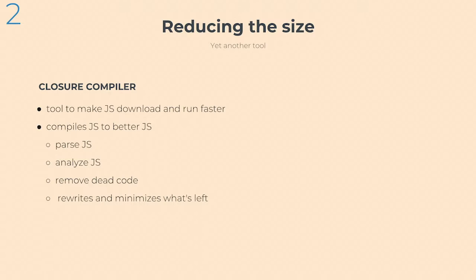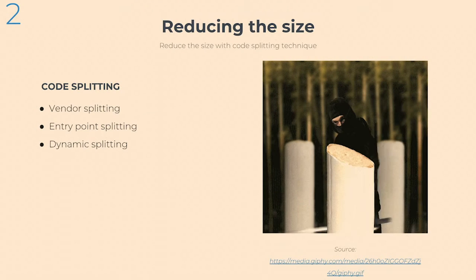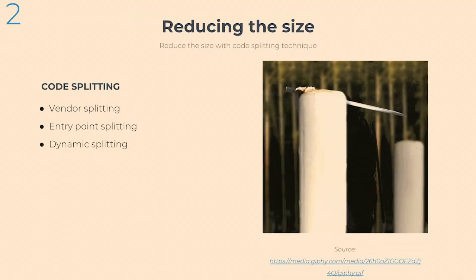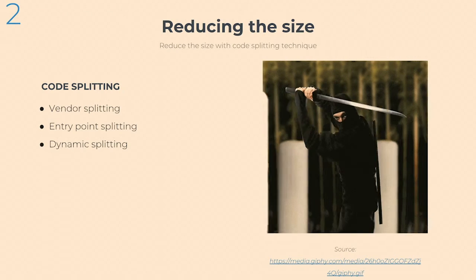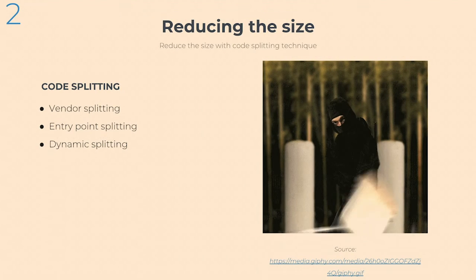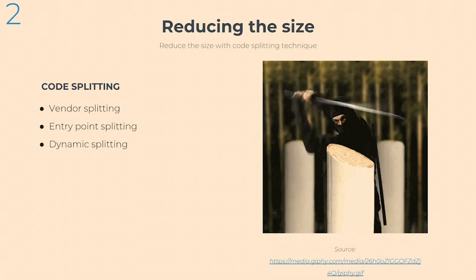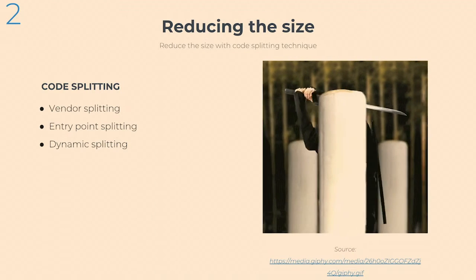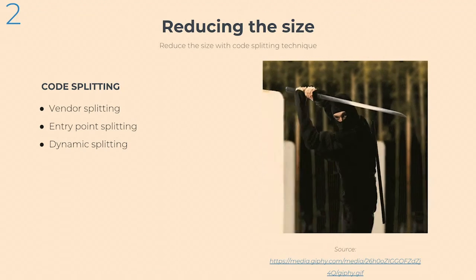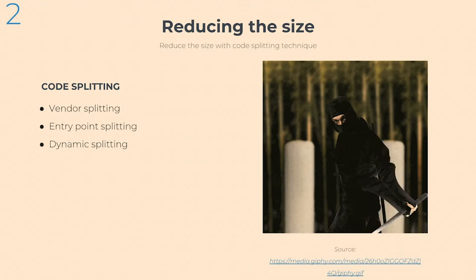All right, let's move to some more interesting stuff, what we can use in everyday life and what is really easy to implement. Code splitting is one of the techniques to improve performance by partitioning our application JavaScript into smaller chunks. We can do different things with these chunks. We can do vendor splitting, entry point splitting, and dynamic splitting. Let's take a look at these 3 options in more detail.